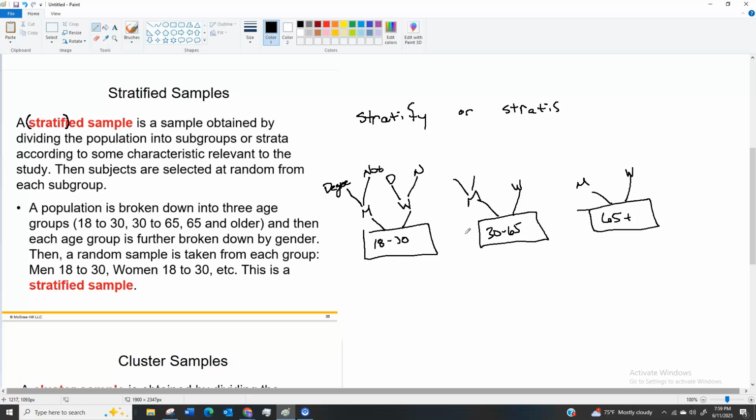So the layers are age, in this case, that's the first layer. Then you have gender, and then you have degrees earned. So you have different layers to your sample, and that is called stratified because of those layers.